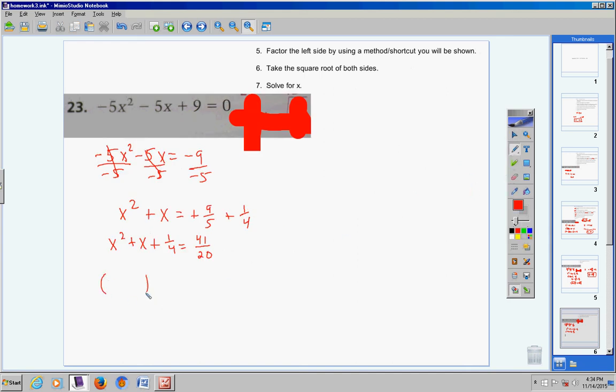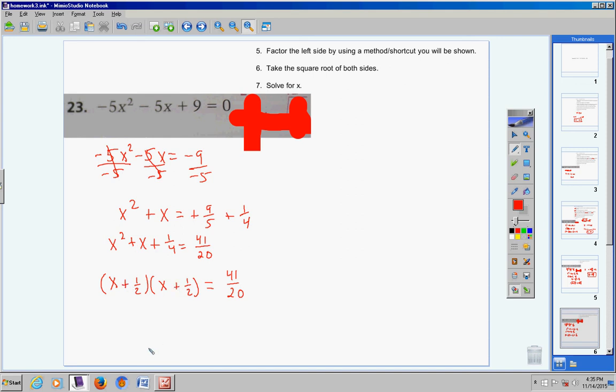Put two sets of parentheses equals 41 over 20. And here we go. Remember what I've taught you. In your mind, you take the square root of this term. The square root of x squared is x. To take the square root of this term, the square root of 1/4 is, well, the square root of 1 is 1. The square root of 4 is 2, so the square root of 1/4 is 1/2. Your middle sign is positive, so put a positive sign here and a positive sign here.